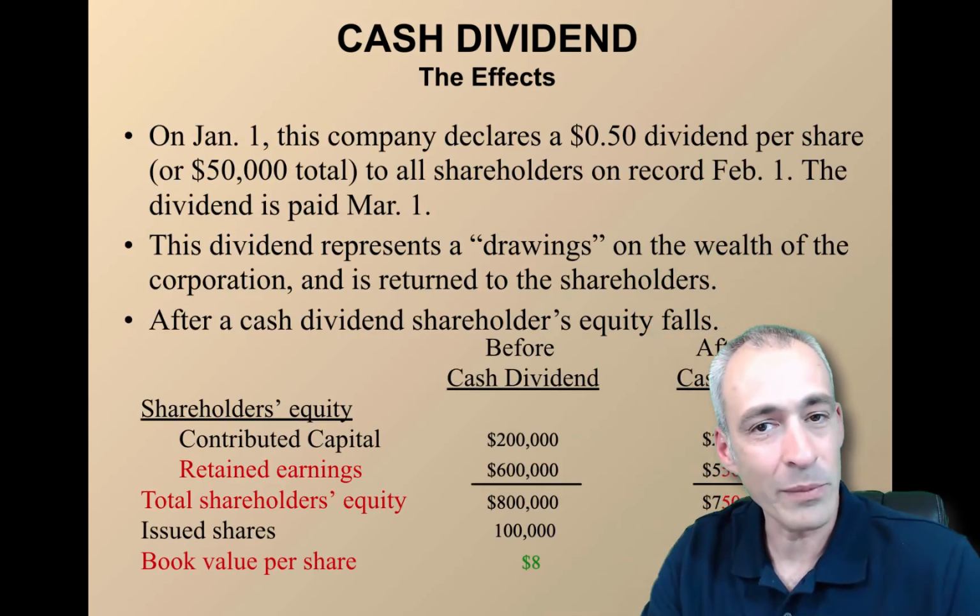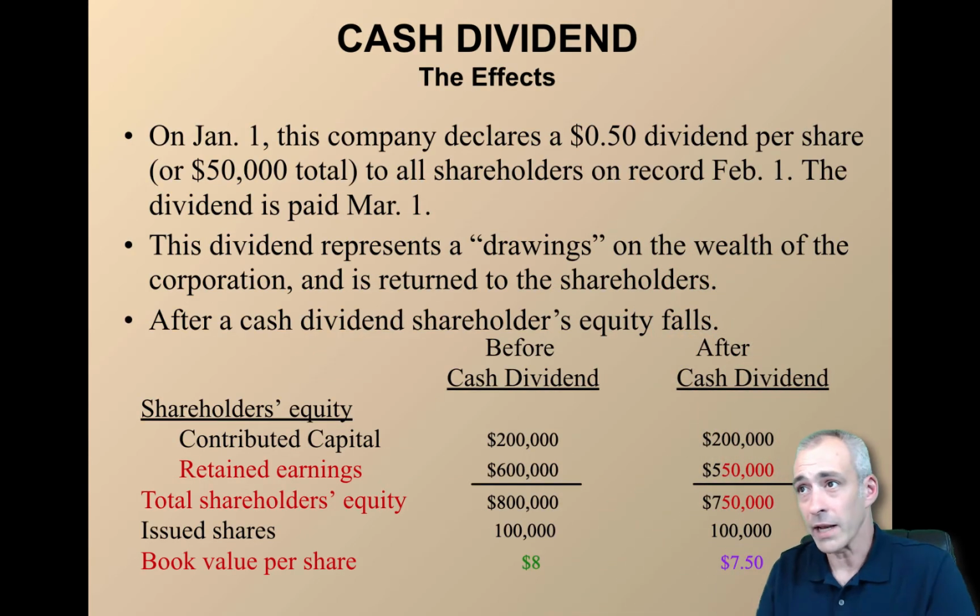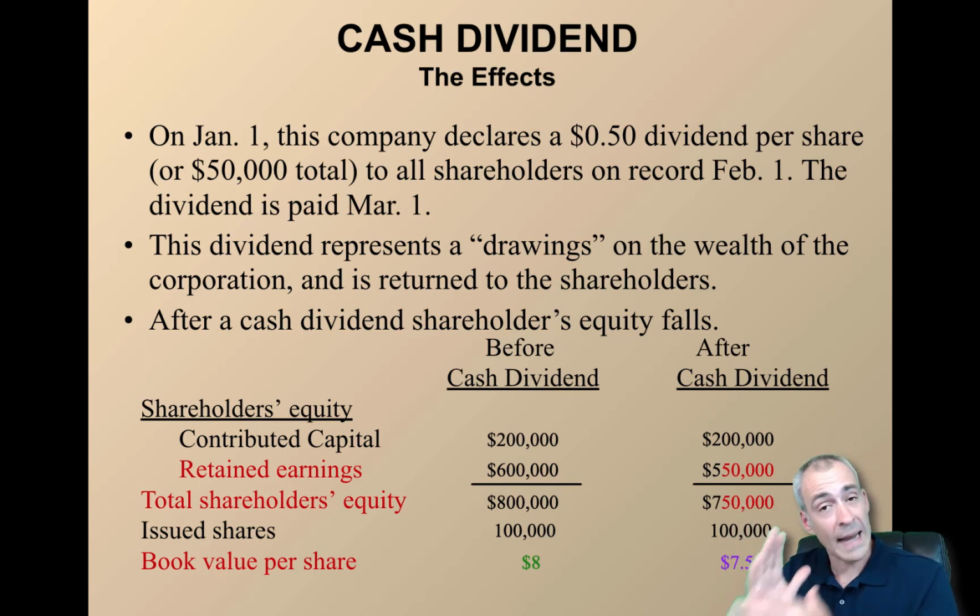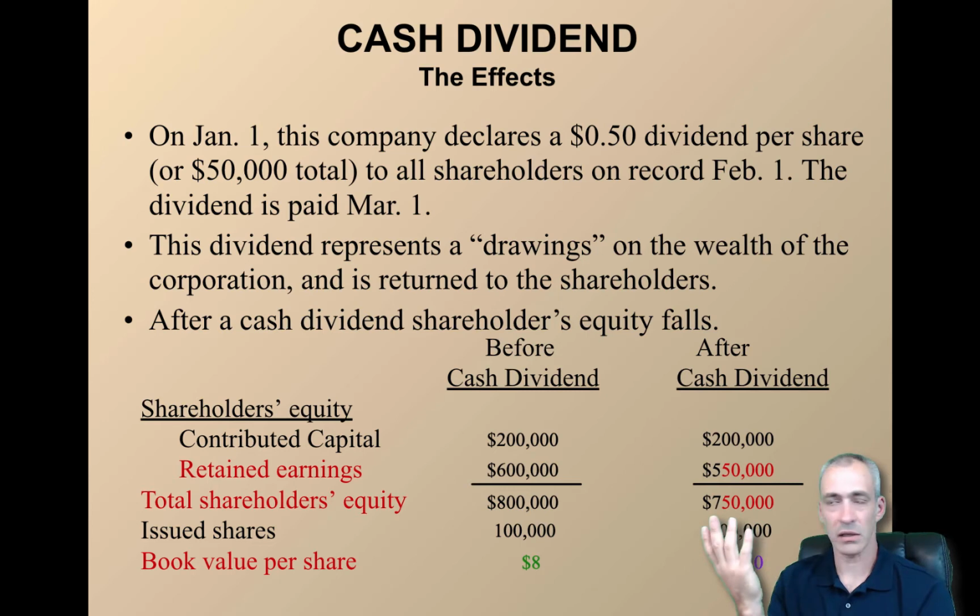Again, not really about our mechanics. Now we're into the mechanics. So here's what a cash dividend would look like. Our example is this company declares a 50-cent dividend, and that means 50 cents per share. So $50,000 total, since there are 100,000 shares. It says on record February 1st, the dividend's paid March 1st.